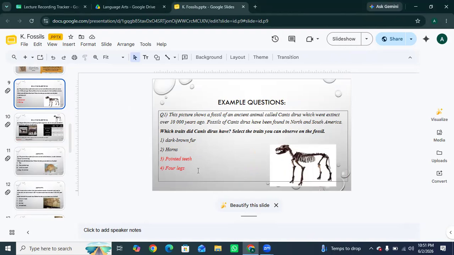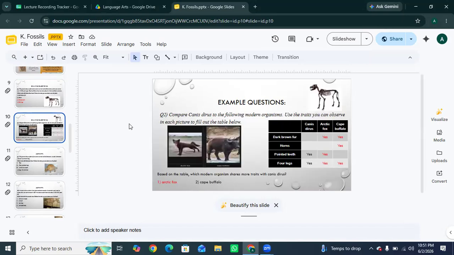Yes, pointed teeth and four legs is a correct answer, because this is a fossil made entirely of bones. You can only pick traits that are preserved in the skeleton. Okay, so looking at the picture, you can clearly see the animal has sharp pointed teeth in its jaw, and stands on four legs. Okay, so this is a correct answer.